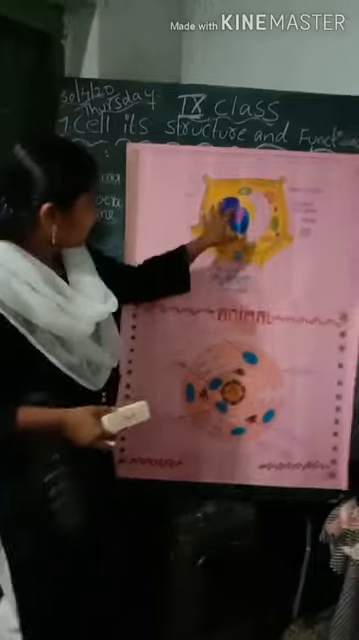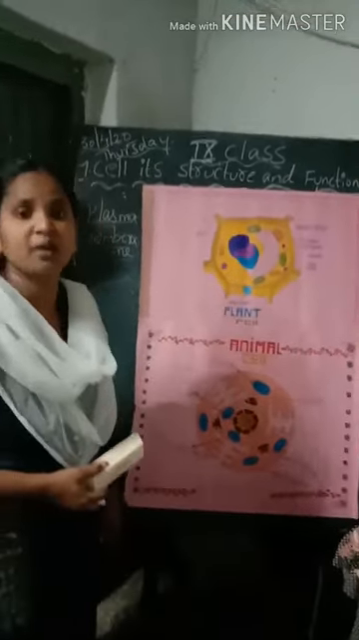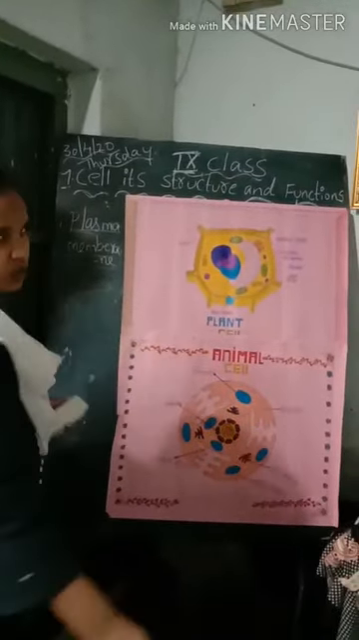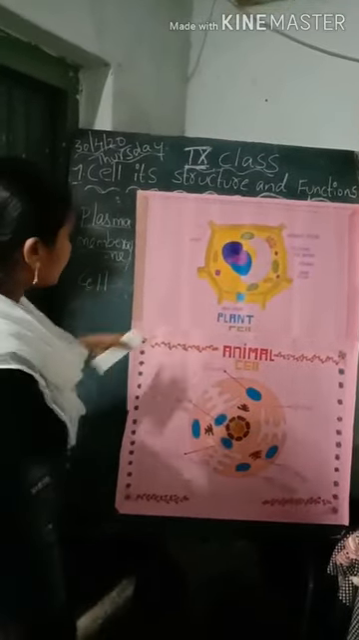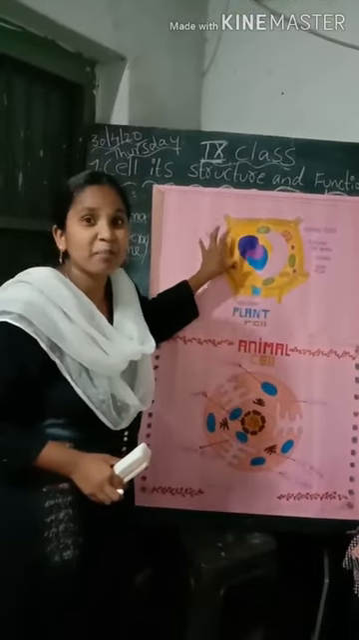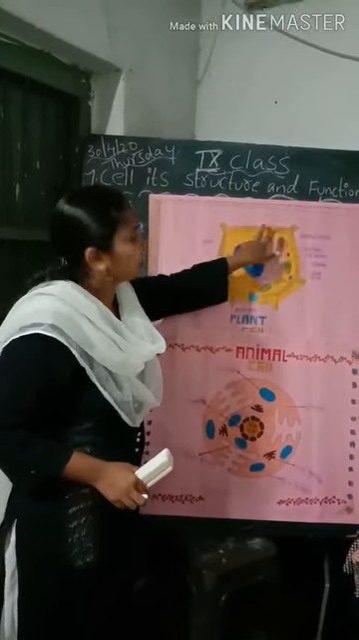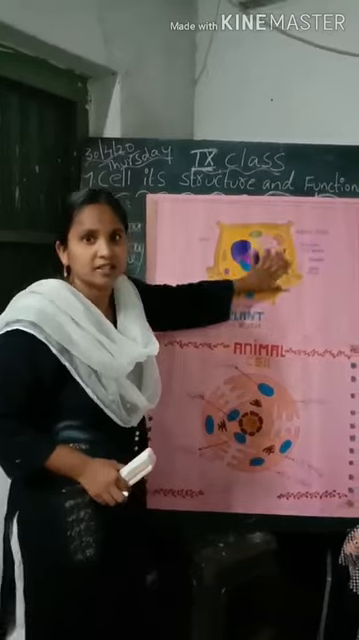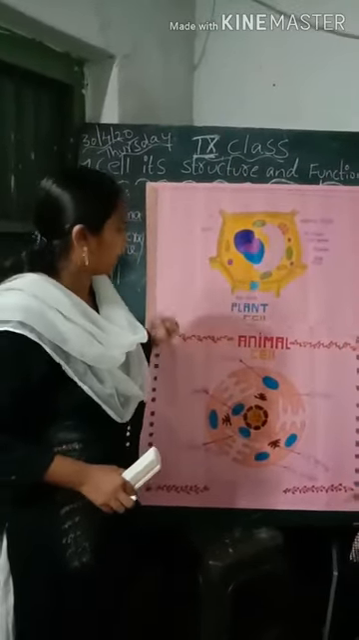Plasma membrane. What is the main function of plasma membrane? What is the main role of plasma membrane? Plasma membrane is also called cell membrane. What is the main role of plasma membrane? It declares shape and size to the cell. That means the shape and size of the cell depends upon the plasma membrane.